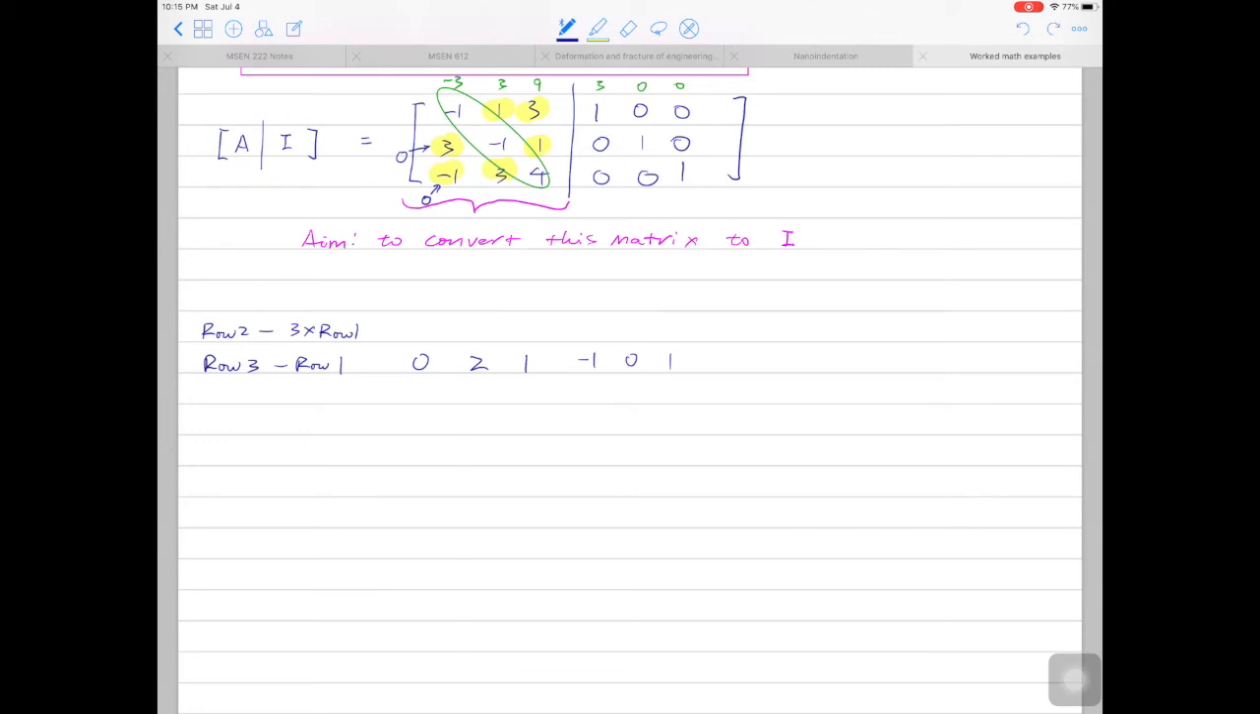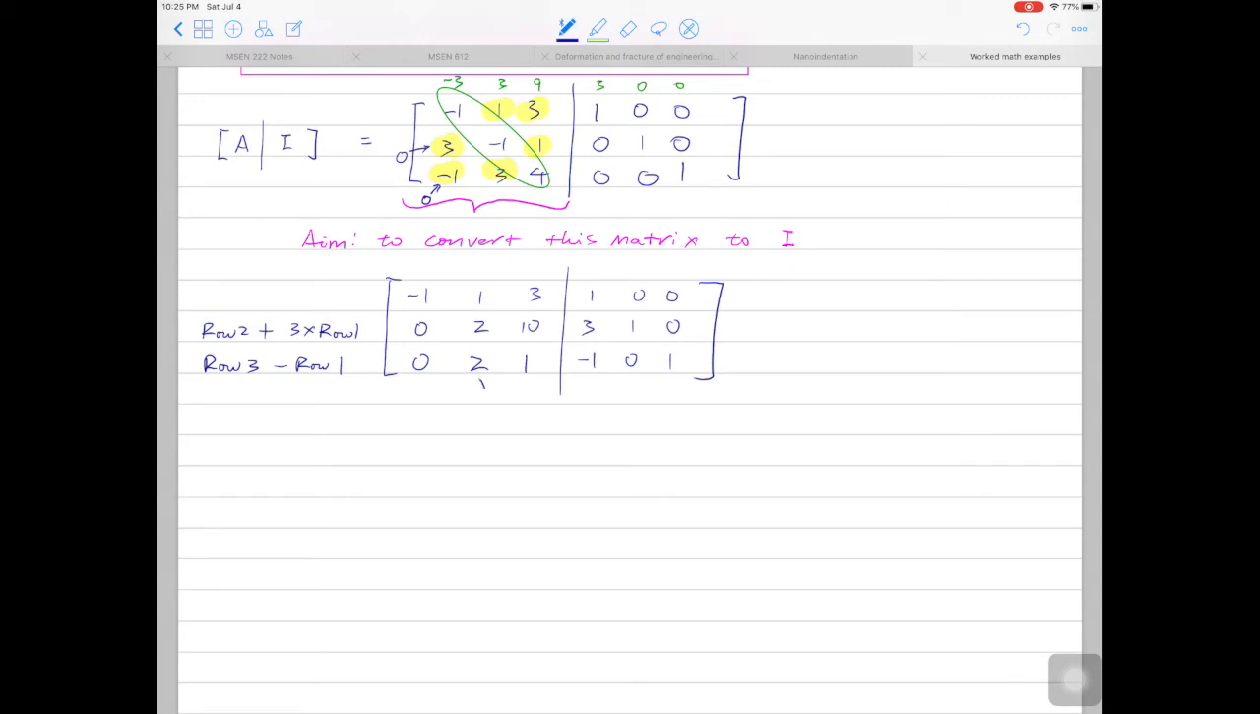I made a mistake here. It should be plus instead of minus. So 3 plus minus 3 is equal to 0. Minus 1 plus 3 is equal to 2. 1 plus 9 is equal to 10. Then 0 plus 3 is equal to 3. 1 plus 0 is 1. 0 plus 0 is 0. We'll keep row 1 the same. This is our new matrix.